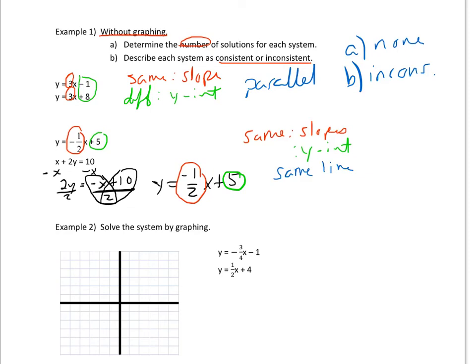So to answer our questions, if they're the same line, how many solutions do they have? Infinite, or many solutions, if you'd like to say that instead. And since they have one or more solutions, we call them consistent.